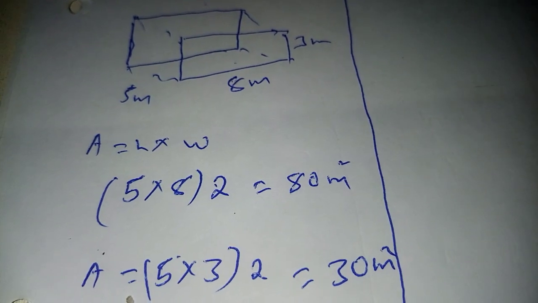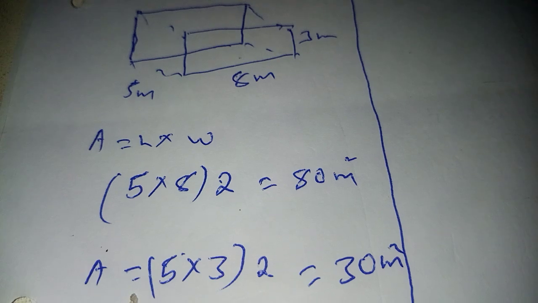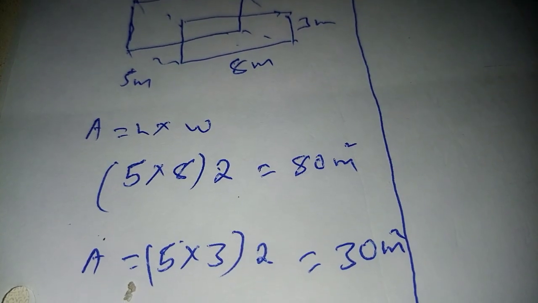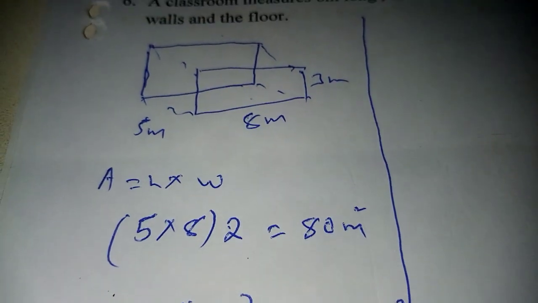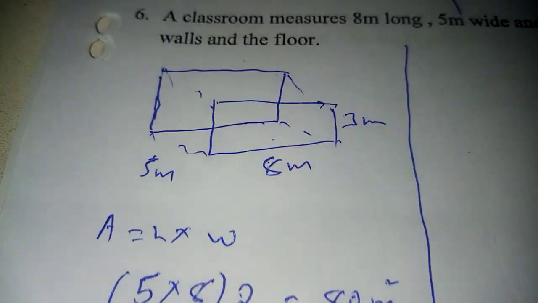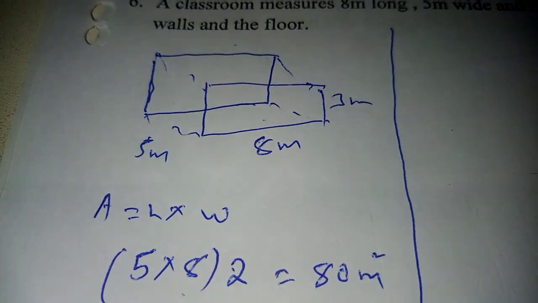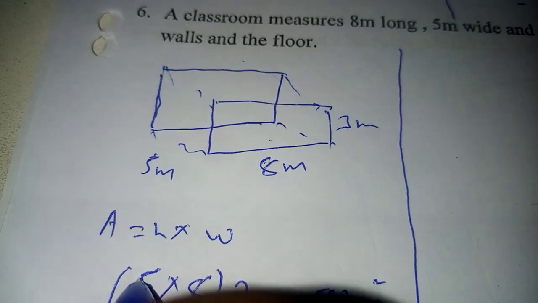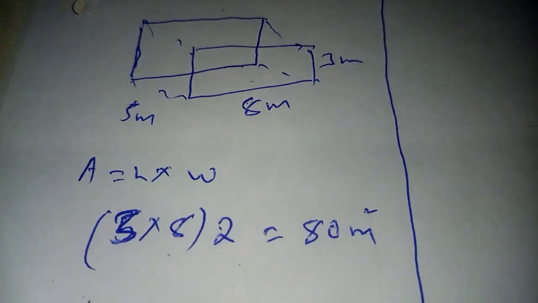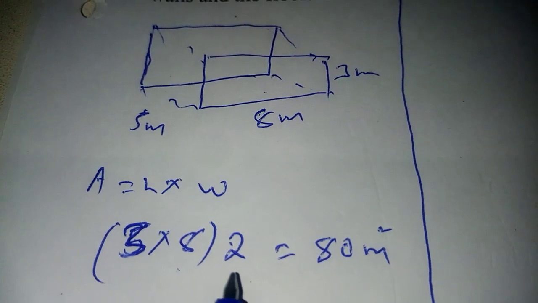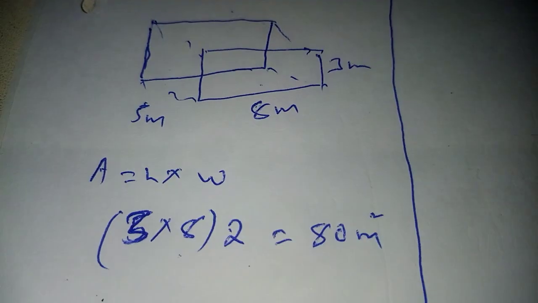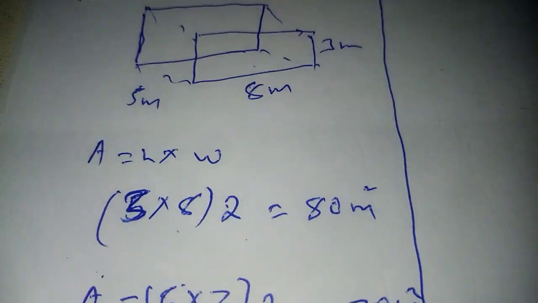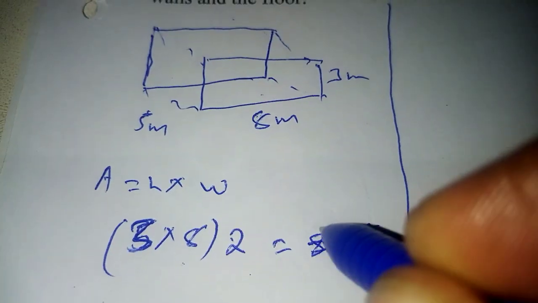And now lastly we are having... no, let me have this as a correction. It is 8 times 3, not 5. 8 times 3, then multiply by 2, that is 48. This is 48.